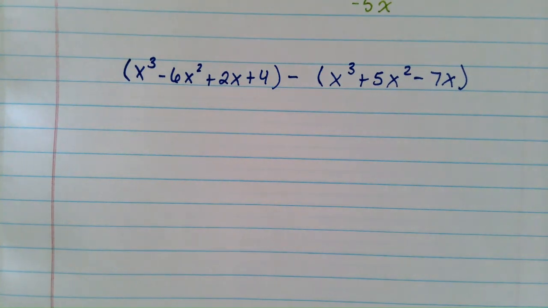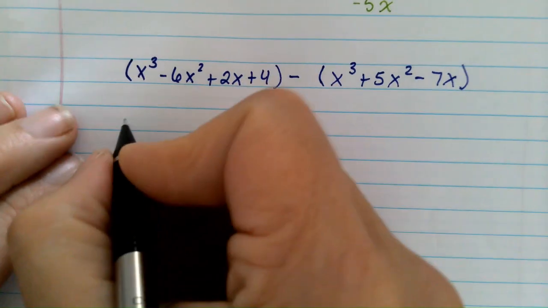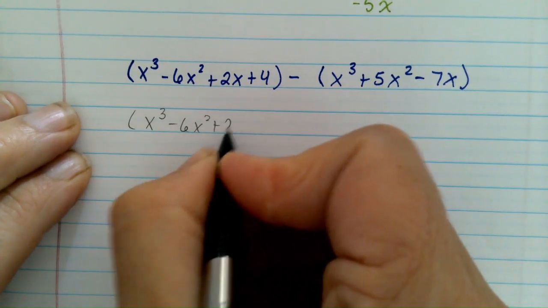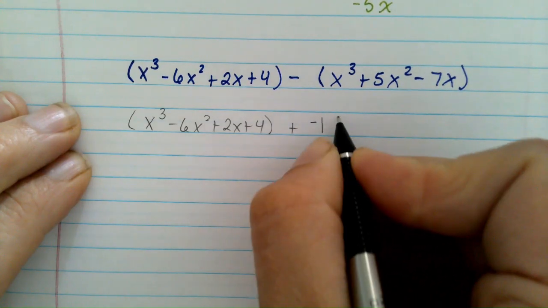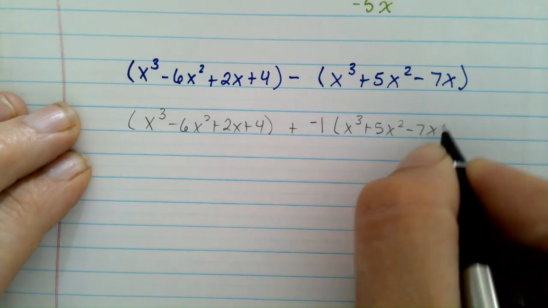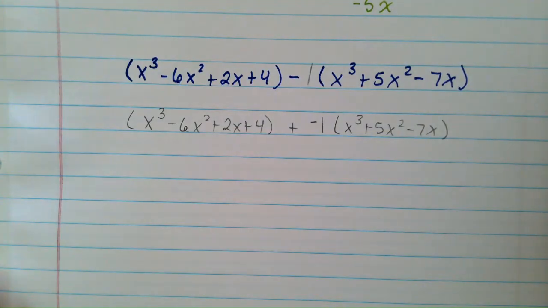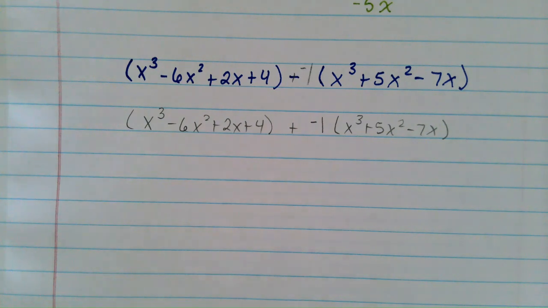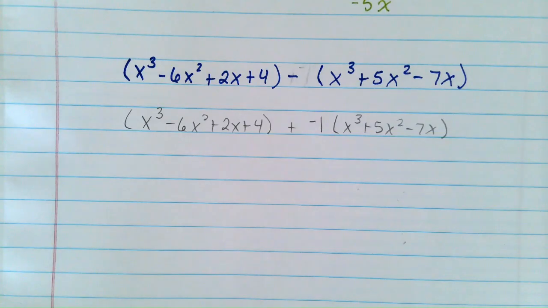So here, I don't like thinking of it as a minus. I like thinking of it as x cubed minus 6x squared plus 2x plus 4 plus negative 1 x cubed plus 5x squared minus 7x. So again, we can always write a 1 right here, and subtracting 1 is the same as adding negative 1. So that's all I've done. Let me erase that back out so we can keep that original problem in our brain.